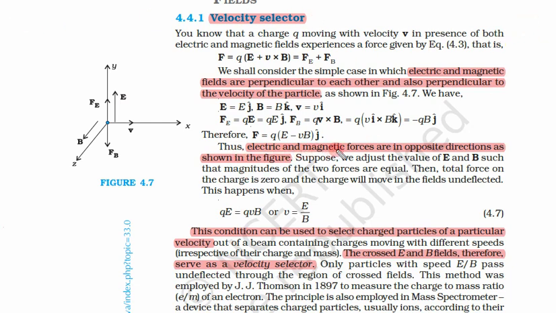Thus electric and magnetic forces are in opposite directions as shown in the figure. This is the electric field or electric force and this is the magnetic force. So both the forces are in opposite directions.